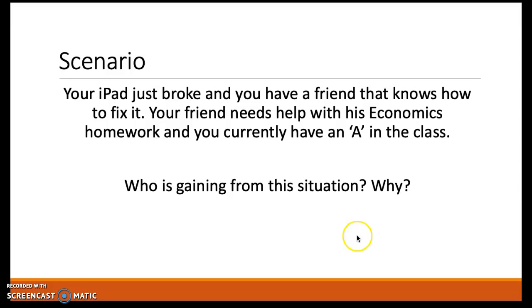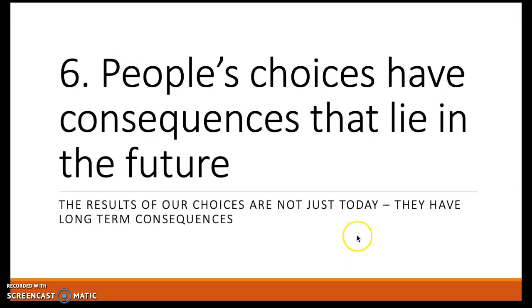So you will trade your expertise in economics for your friend's expertise in fixing iPads. Both of you will gain from this. Your friend will get help with economics, but you will also get help with your broken iPad. So both of you are gaining because you're willingly trading with each other. And then finally, people's choices have consequences that lie in the future.